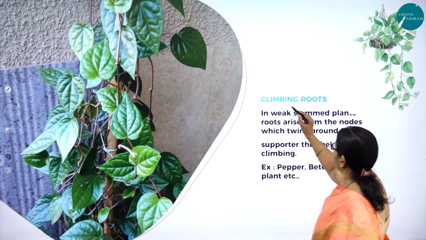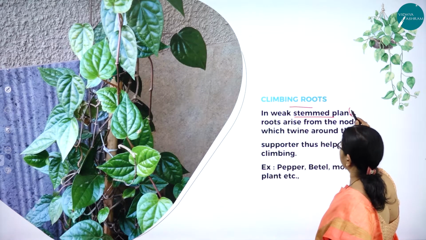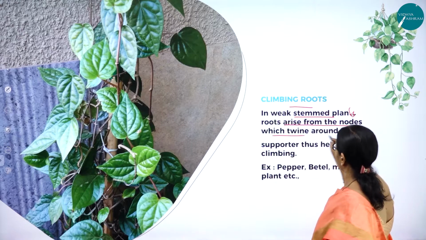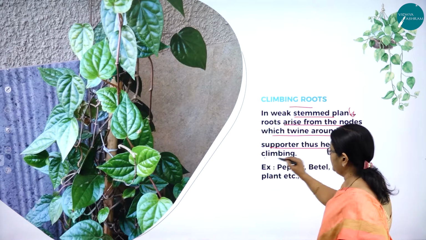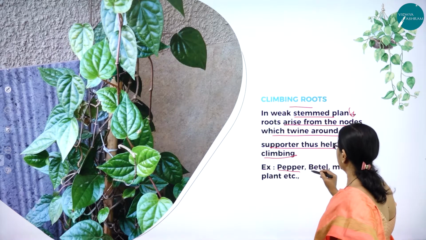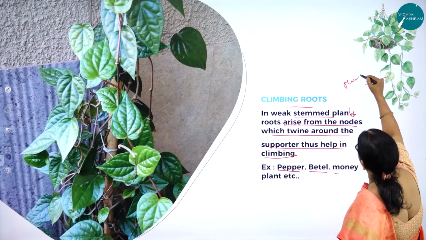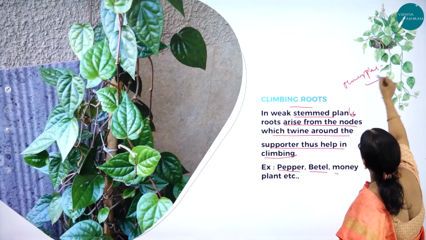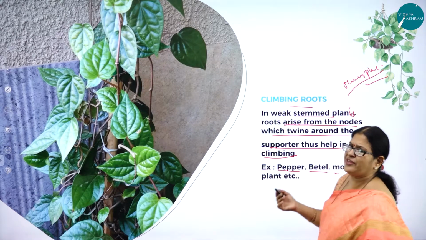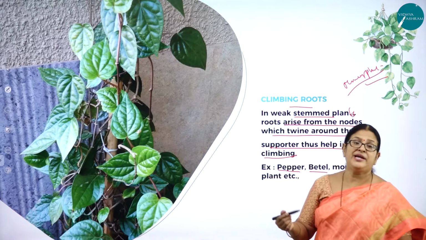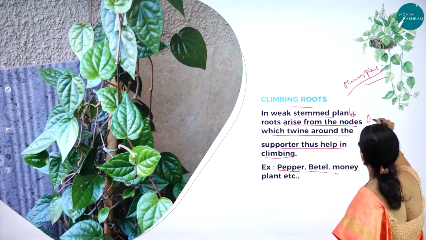So what are climbing roots? In weak stemmed plants, roots arise from the nodes which twine around the supporter, thus helping in climbing. Classical examples are pepper, betel, and even money plant. Here you can see the beautiful money plant. This is a very common plant which we grow at home. It's an ornamental plant.